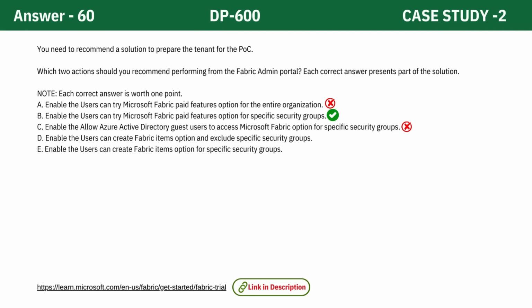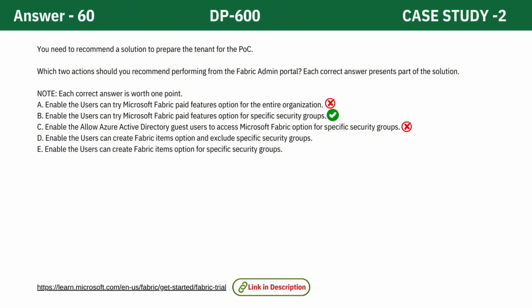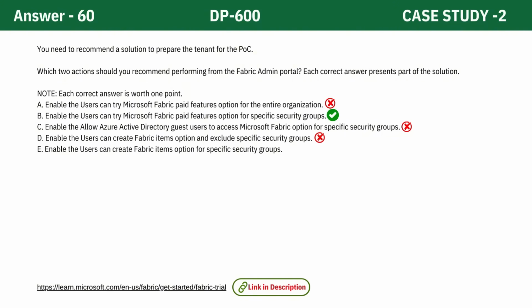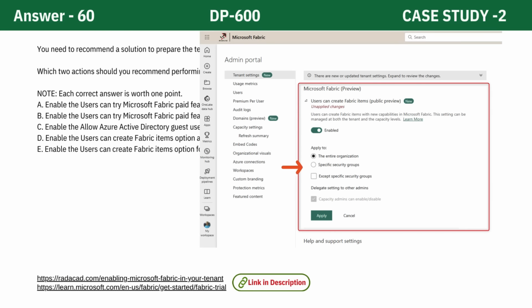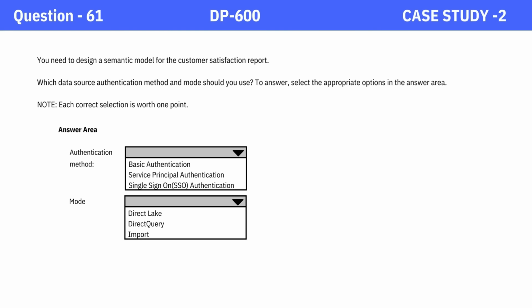Option C is incorrect because allowing Azure Active Directory guest users access is not relevant to the POC's internal team requirements and introduces unnecessary security risks. Option D, excluding specific security groups from creating Fabric items, could hinder the progress of team members who need these capabilities for the POC, making this approach inefficient. Option E is also correct. It enables specific security groups to create necessary Fabric items, ensuring that only authorized personnel are involved, which enhances security and efficiency. That's why B and E are the best choices, focusing on security and efficiency.